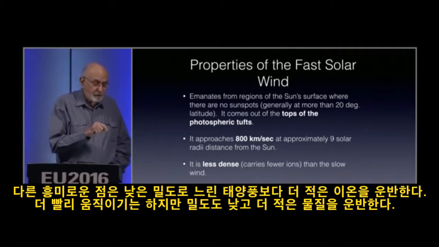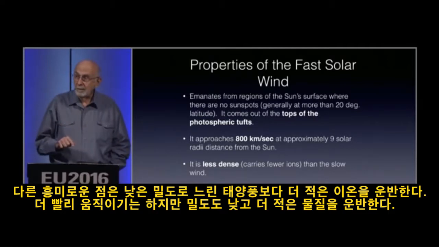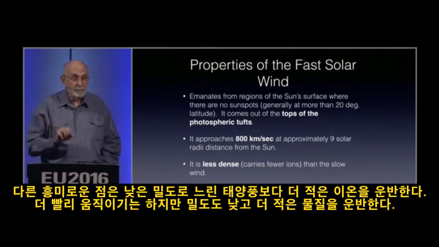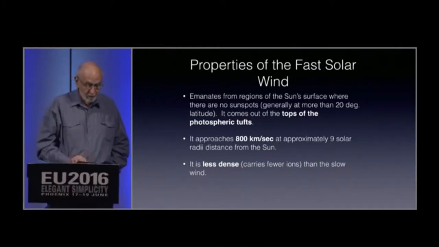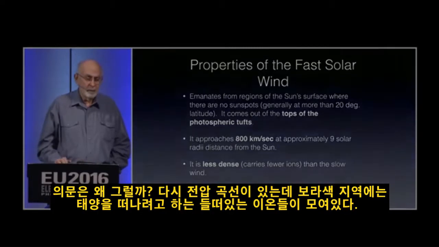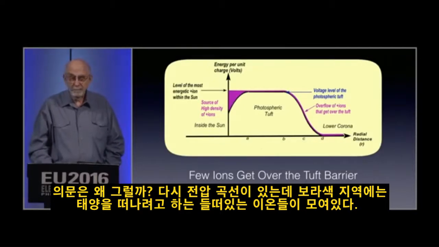Another interesting thing is it's less dense. It carries fewer ions than the slow solar wind. So it goes faster, but it's less dense. It carries less stuff. The question is why? Well, I would suggest this is the reason why.